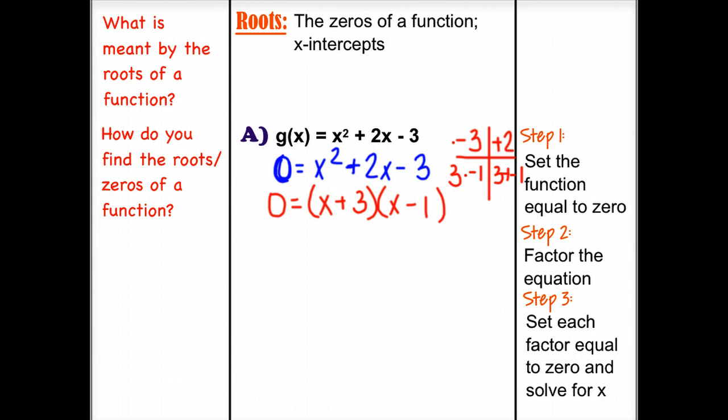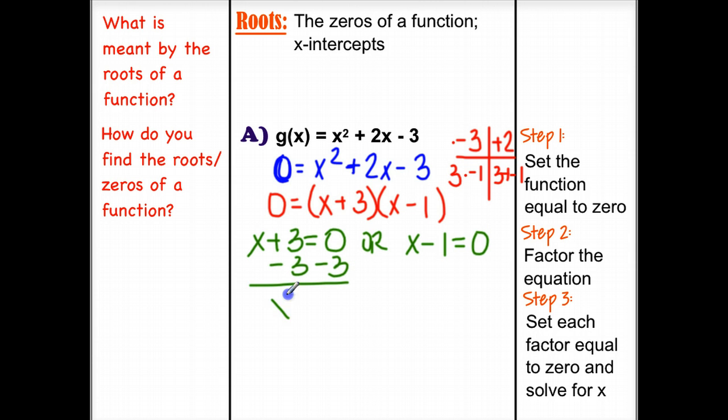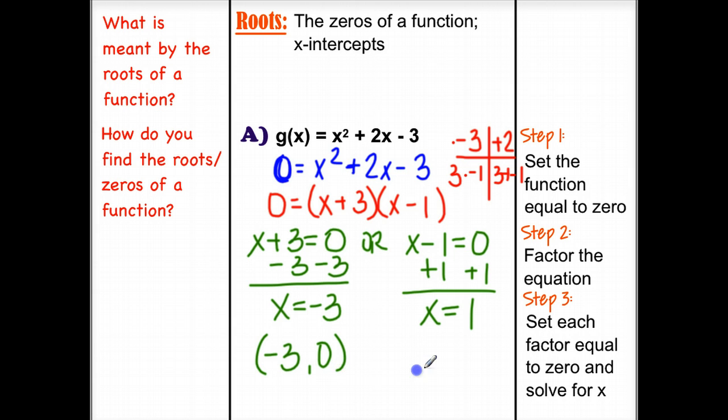What this means is that from our factored form, either x plus 3 equals 0, or x minus 1 equals 0. So when we solve, we would subtract 3 from both sides, which would result in x equals -3. And here we would add 1 to both sides, which would give us x equals 1. So that means that our roots are going to be -3, 0, and 1, 0.